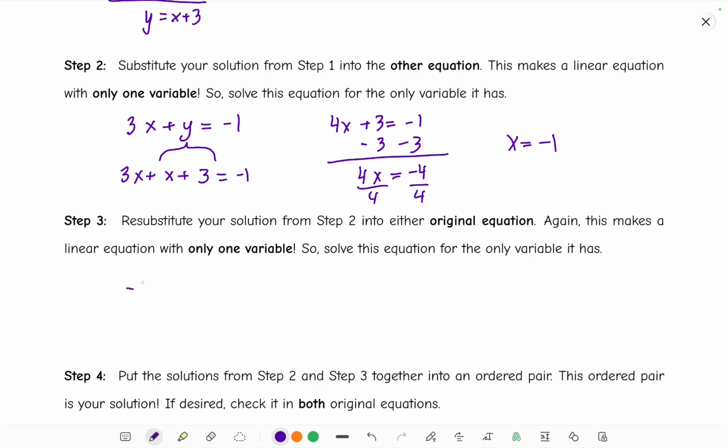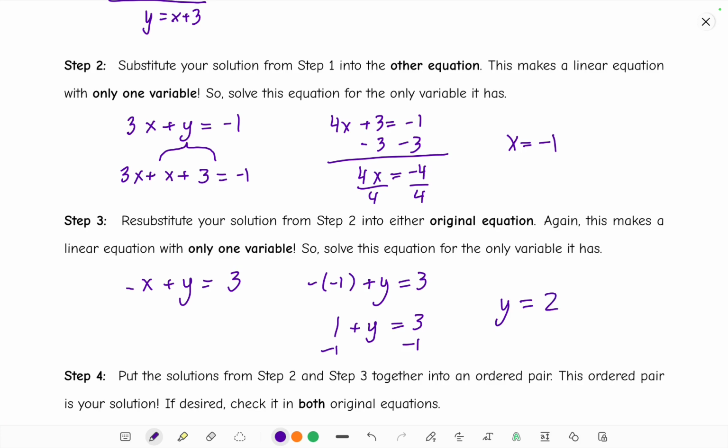So the first one again was negative x plus y equals 3. And we plug negative 1 into there. So we get negative 1 plus y equals 3. Negative negative 1 is positive 1 plus y equals 3. Subtract 1, we get y equals 2.